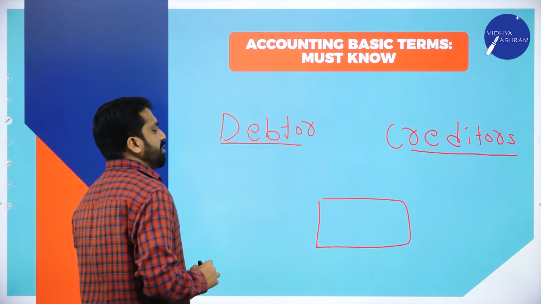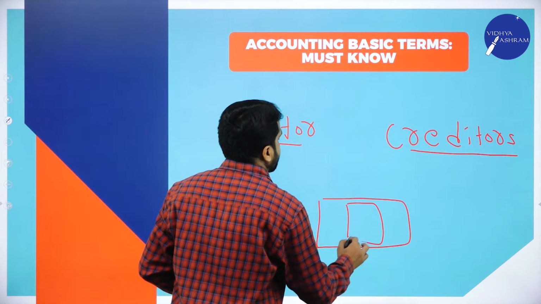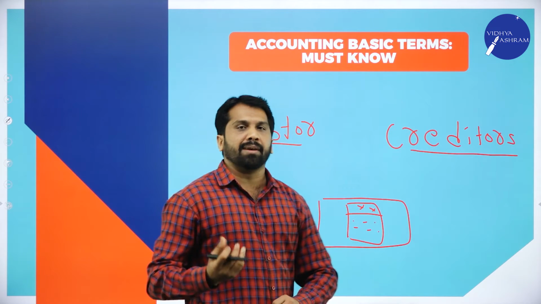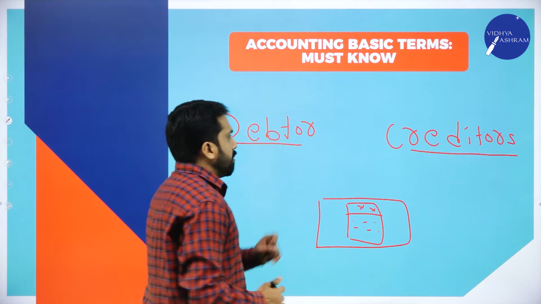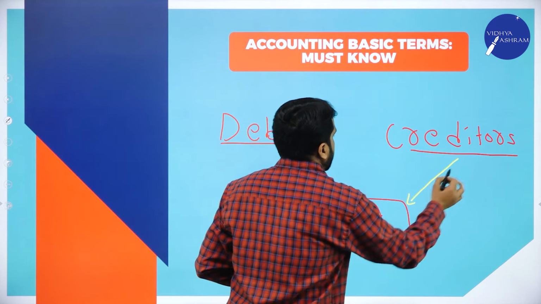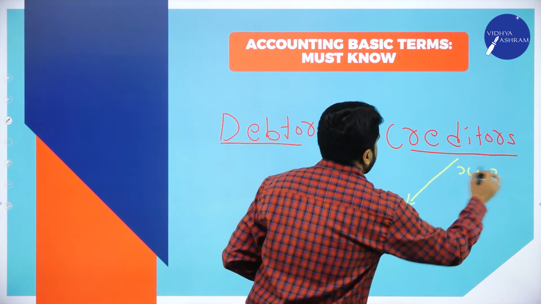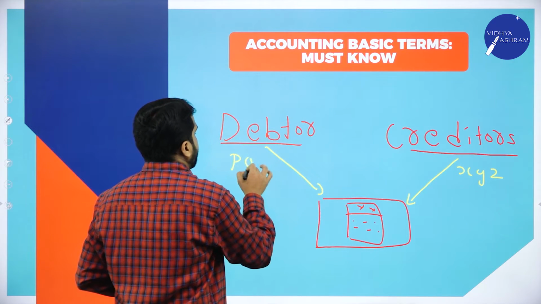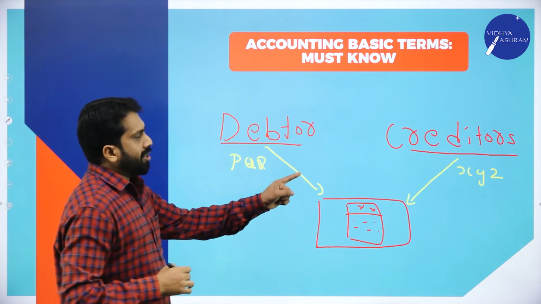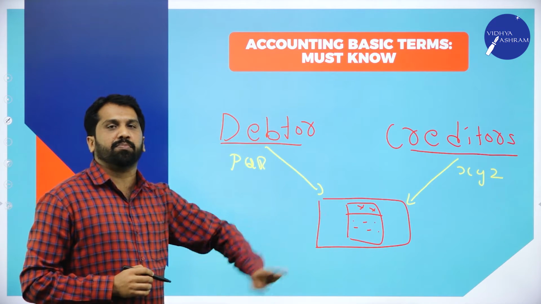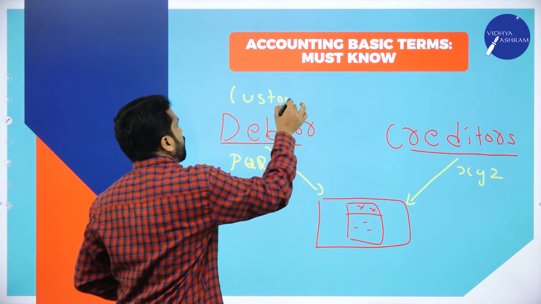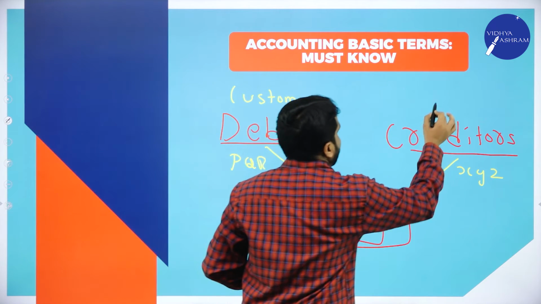So there is a mobile shop. You are running a mobile shop now. This is your shop. Your name is XYZ and my name is PQR. What is your name? XYZ. My name is PQR. I am your customer. You are my seller.